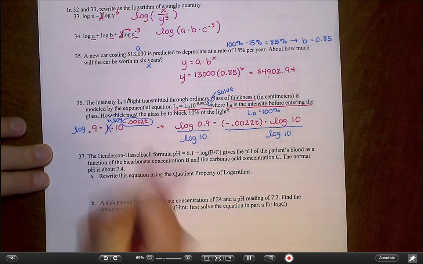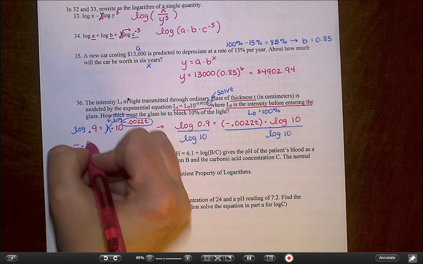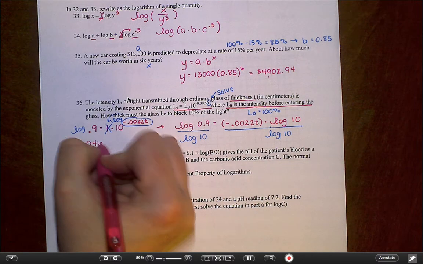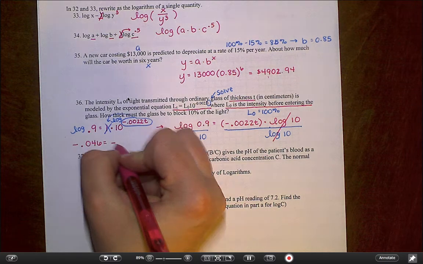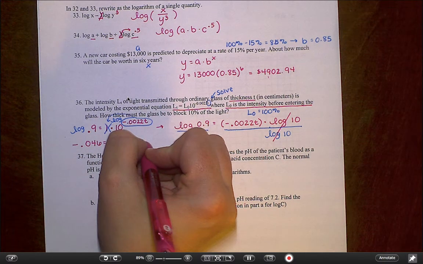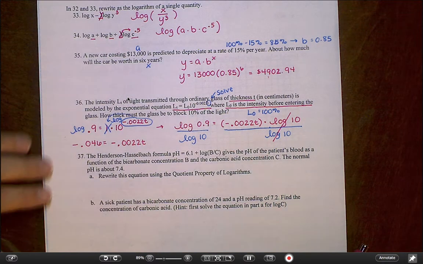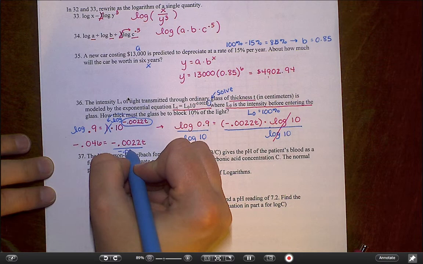So I guess I'm going to have to go down here. We just got negative 0.046. This is gone now, but I still have this parenthesis here. So negative 0.0022 T. And this is what I mean. So at this point, I would want to divide by that negative 0.0022.